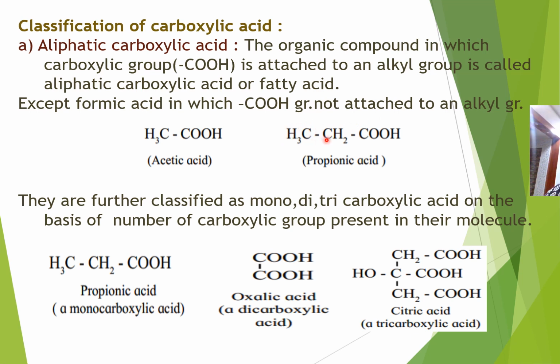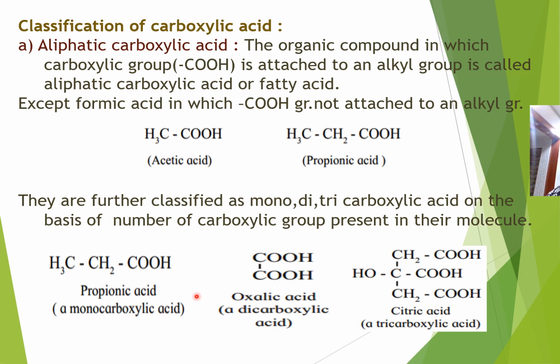Then if a two-carbon alkyl group is attached to the COOH group, it is propionic acid, CH3CH2COOH, and this is also an aliphatic carboxylic acid. The exception here is formic acid, in which the COOH group is attached to H, HCOOH. So here the COOH group is not attached to an alkyl group, but to H. Then they are further classified into monocarboxylic acid, dicarboxylic acid and tricarboxylic acid.